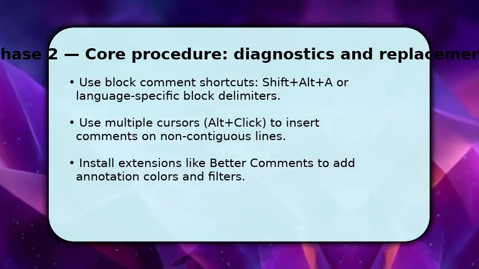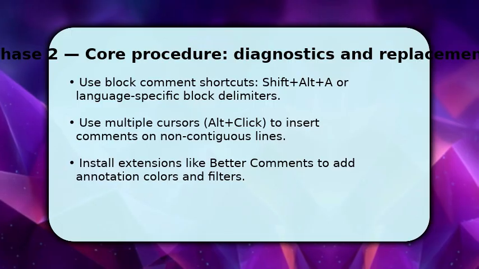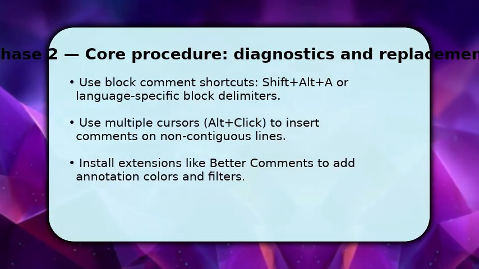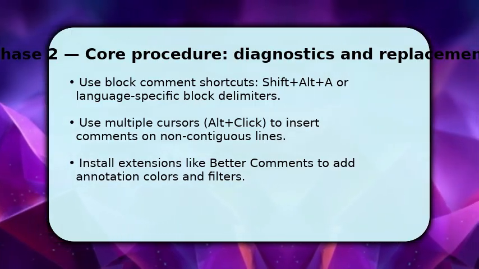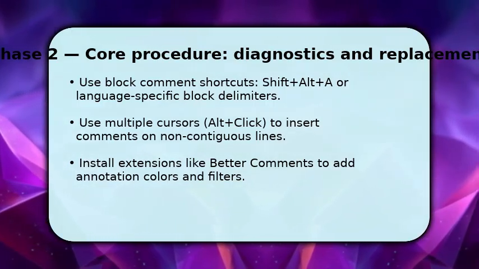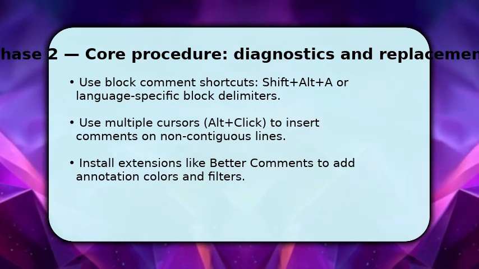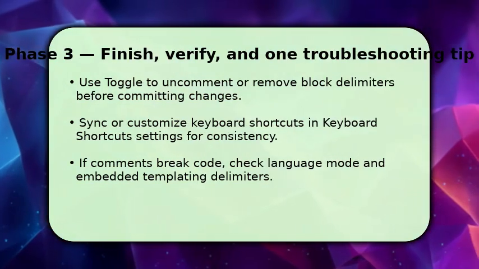Also, consider Better Comments or similar extensions to color code to-dos and fixes. This helps you spot intent and priority. Finish by cleaning up. Use the same toggle shortcuts to uncomment and make sure block delimiters are balanced.